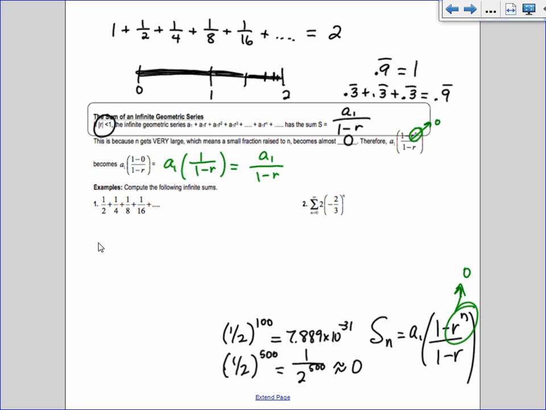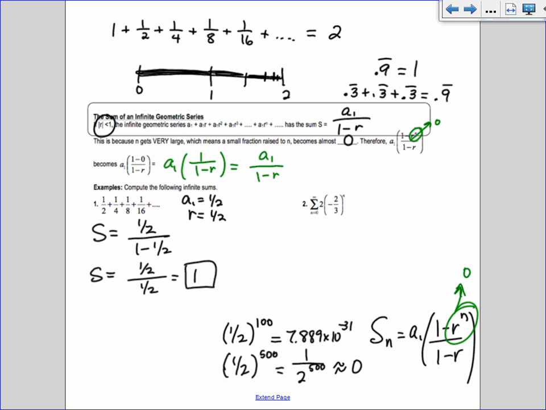Okay? So in this example, I have 1/2, 1/4, 1/8, and so on. I want to find the sum of the infinite series. So my a1 is 1/2. What's my r? What am I multiplying by each time? 1/2. So I have a1, which is 1/2, over 1 minus 1/2. So I get 1/2 over 1/2, so my answer is 1. You with me, Aya? Yeah.